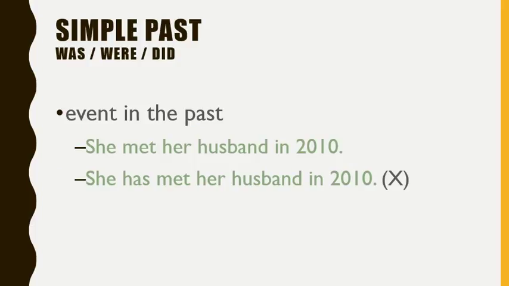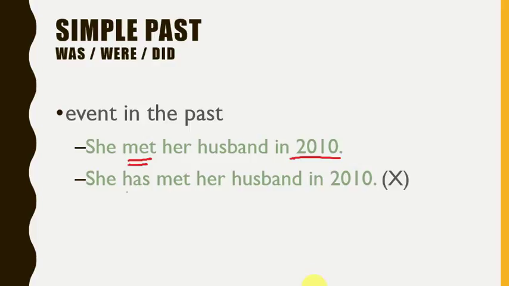So let's look at an example. The events in the past. An example sentence like, she met her husband in 2010. So the time is specifically stated, and this is definitely in the past, so we'll use the past tense of meet, which is met. She has met her husband in 2010.